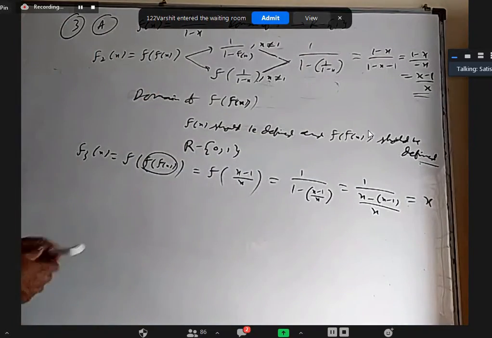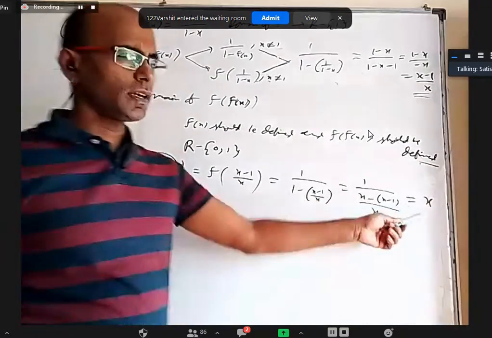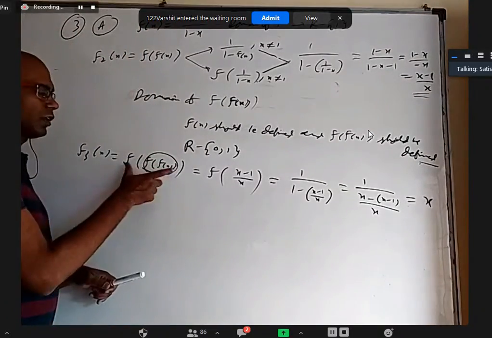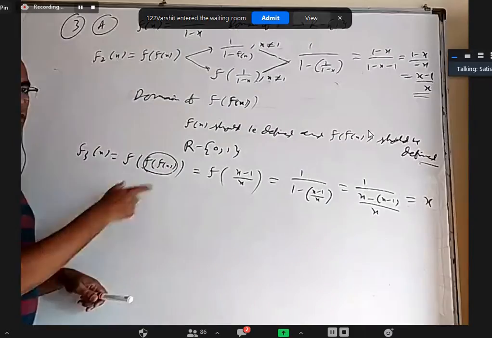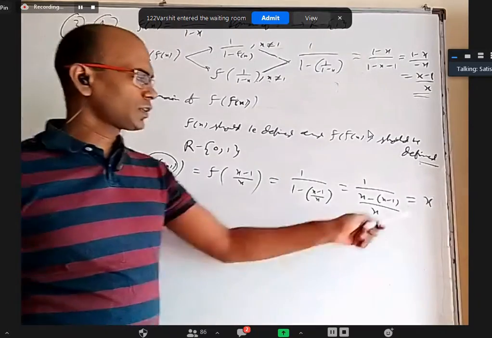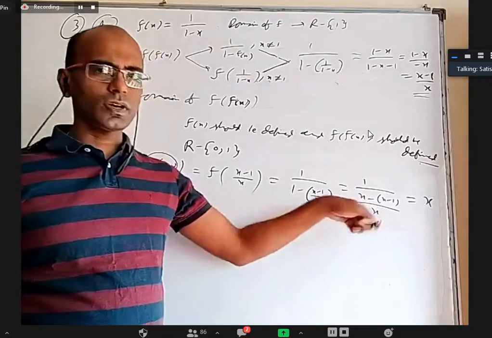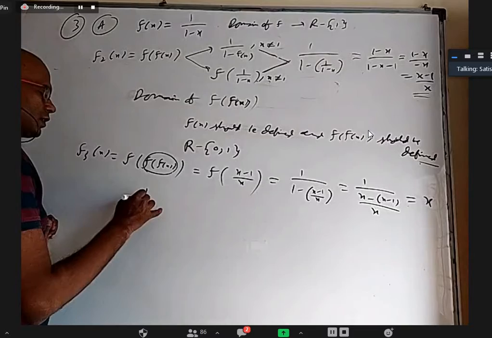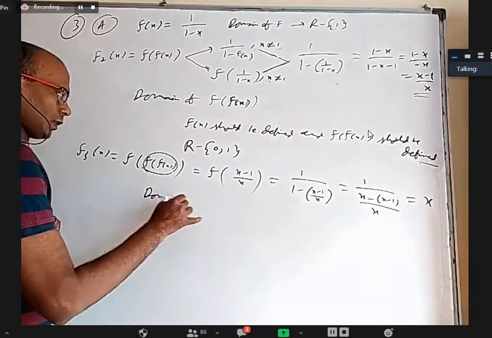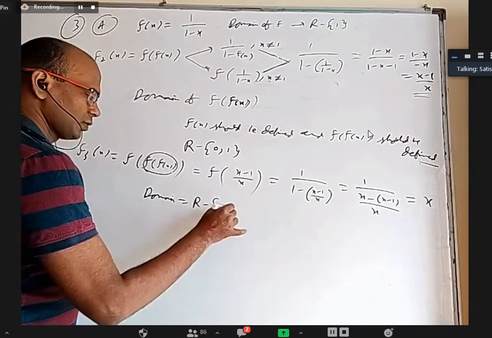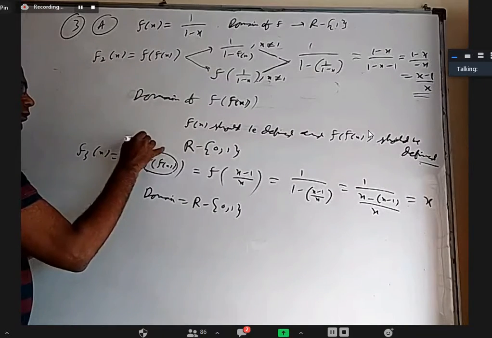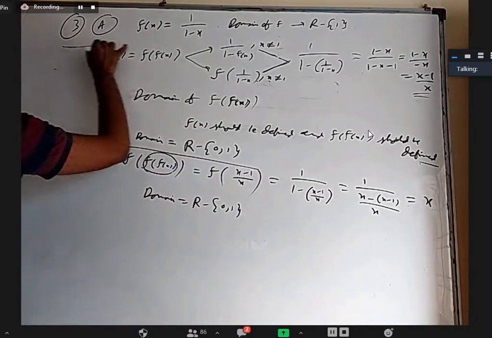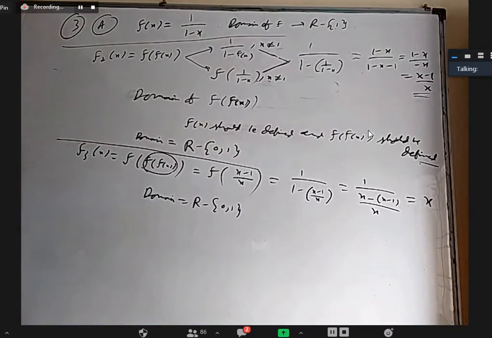So one may think the f3 of x is always defined because it is x, but no. Because if the inner function is not defined, how can this be defined? And this is not defined at 0 and 1. Other than 0 and 1, there is no other problem, because this itself is not giving any value where it is not defined. So for this also the domain is all real numbers except 0 and 1. Anybody any objection?